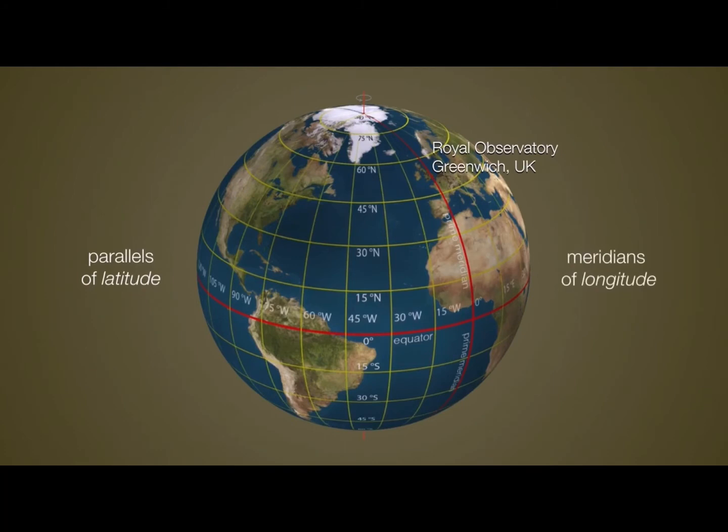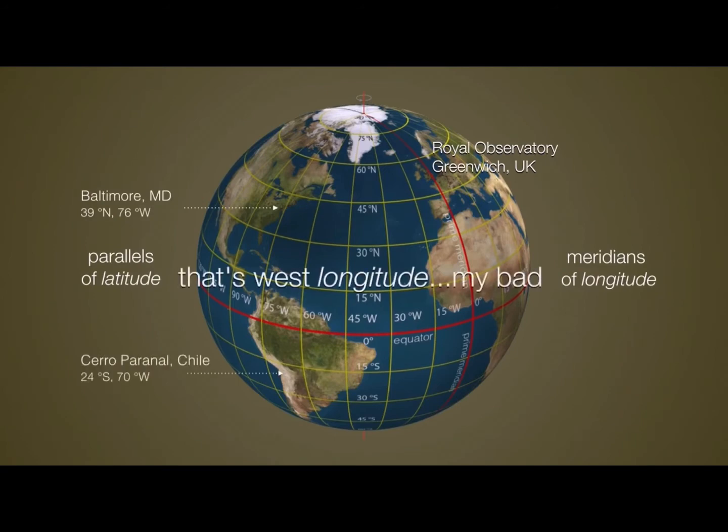So, for example, here in Baltimore, we are at 39 degrees north latitude, 76 degrees west longitude. A southern example would be Cerro Paranal in Chile, that's 24 degrees south latitude or 70 degrees west. And Rome, Italy is 42 degrees north and 12 degrees east. So that places Rome at about the same latitude as Boston, Massachusetts. Now, that is how we define every location on Earth.